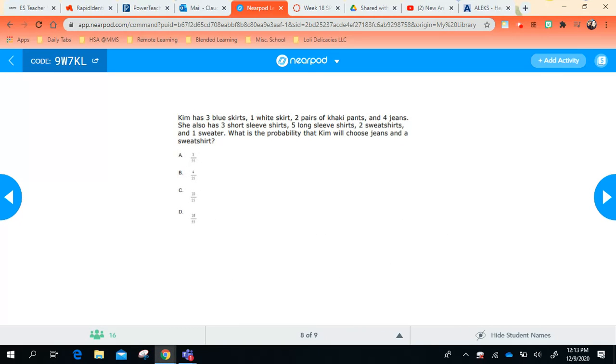Okay, this is your exit ticket. I will read and I will make sure to clarify. It says, Kim has 3 blue skirts, 1 white skirt, 2 pairs of khaki pants, and 4 jeans. She also has 3 short sleeve shirts, 5 long sleeve shirts, 2 sweatshirts, and 1 sweater. What is the probability that Kim will choose jeans and a sweatshirt? So think about it as your first group is all your bottoms and your second group is all your tops.